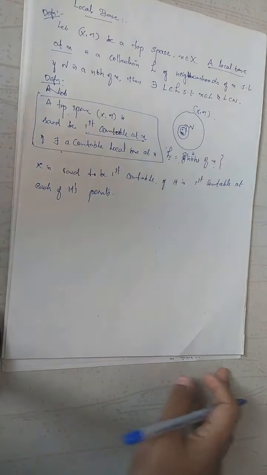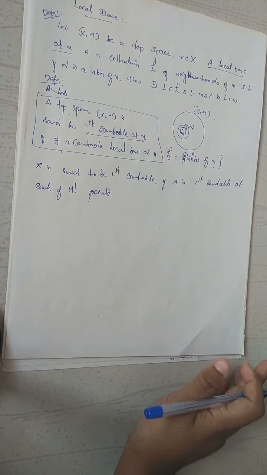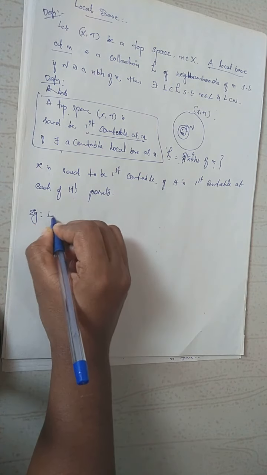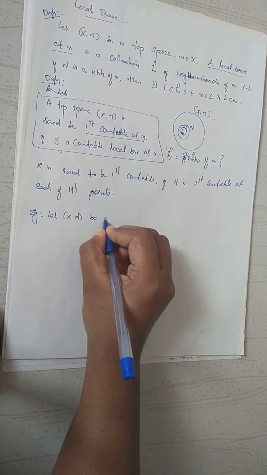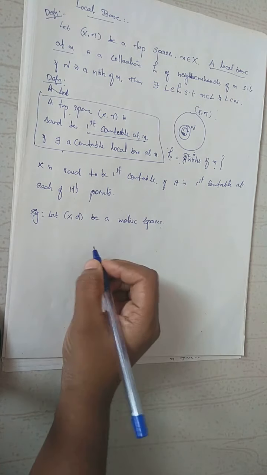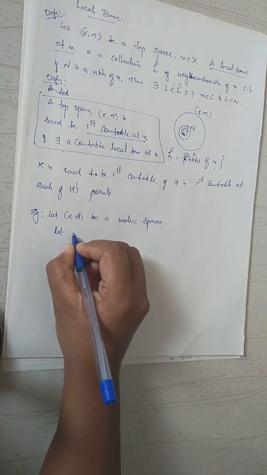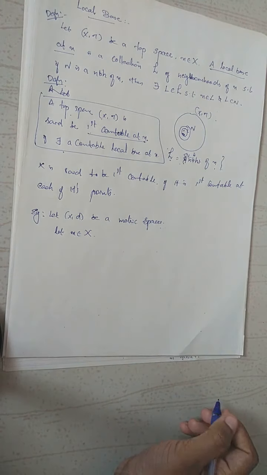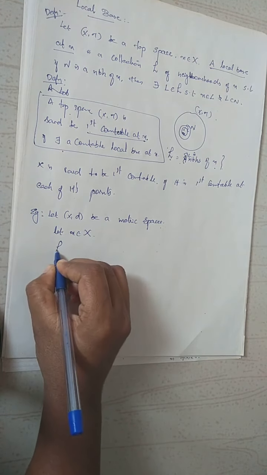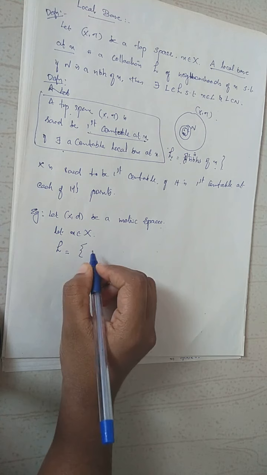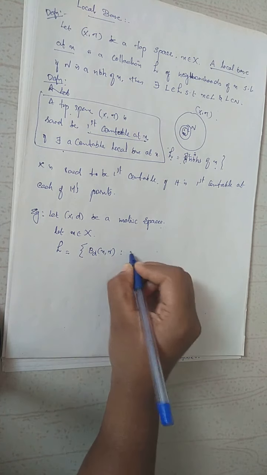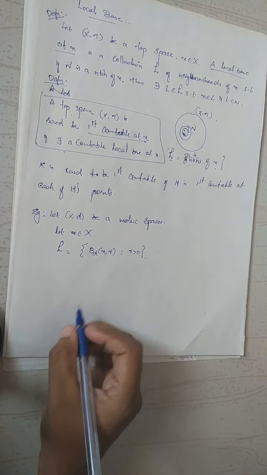So the easiest example for a first countable space is metric spaces. For example, let (X, d) be a metric space, an arbitrary metric space. We take a point x belongs to capital X, which is a non-empty set. Now I am going to define a collection script L which is equal to the set of all elements of the form B_d(x, r) such that r greater than 0. What is this?